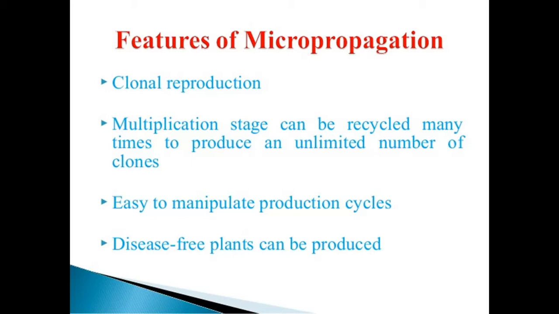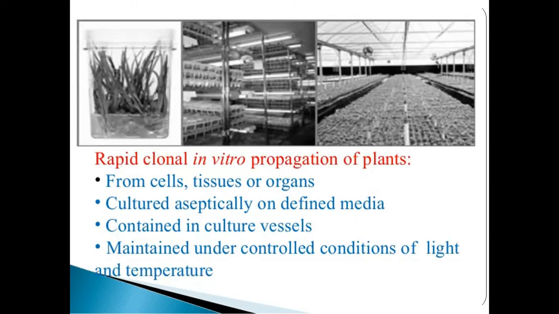See, it is the type of reproduction that is reproduced asexually and is clonal growth in which the parental genotype produces vegetative modules, means it is the method of asexual reproduction. We can say that it is clonal micropropagation also. So the multiplication stage can be recycled many times to produce an unlimited number of clones, and it is easy to manipulate the reproduction cycles, and it can give us disease-free plants that can be produced significantly.